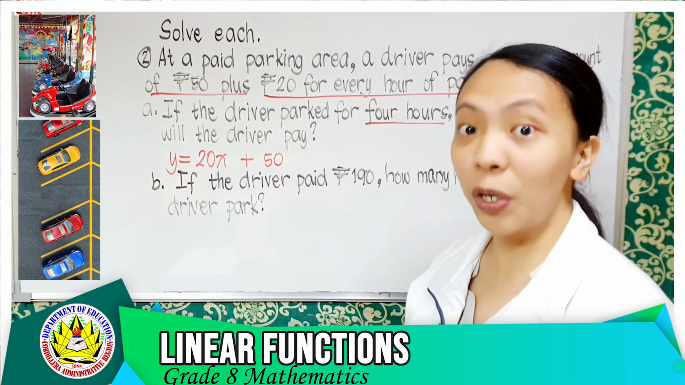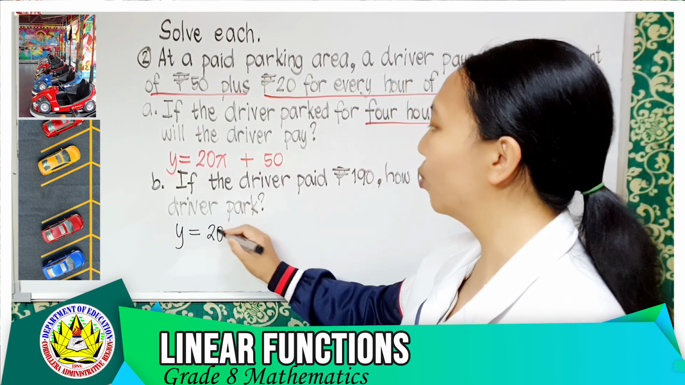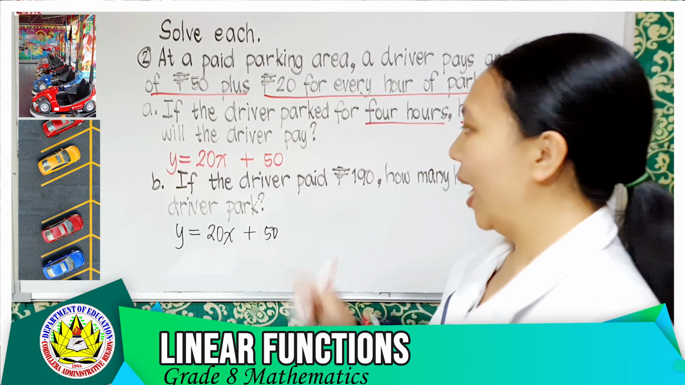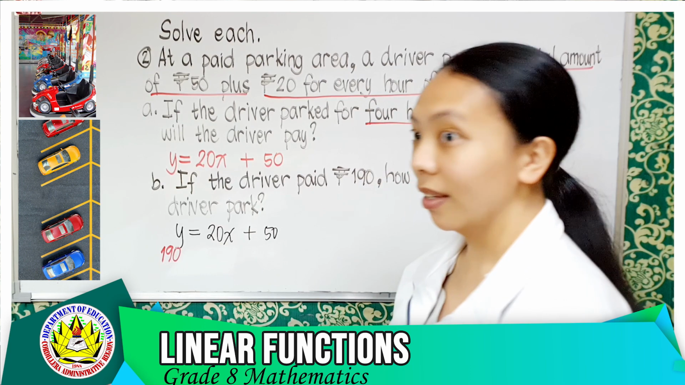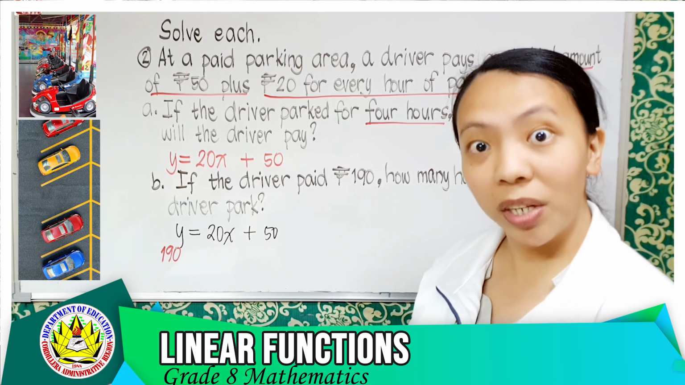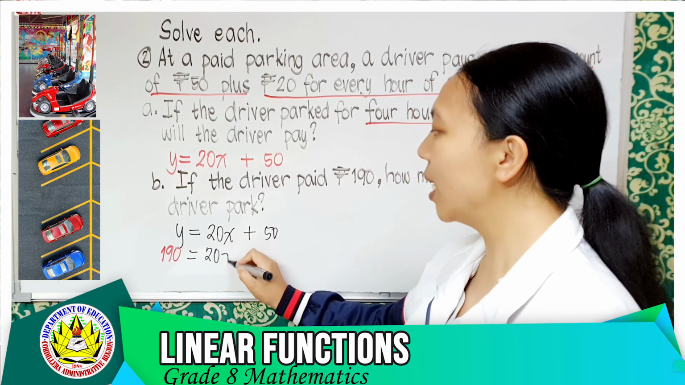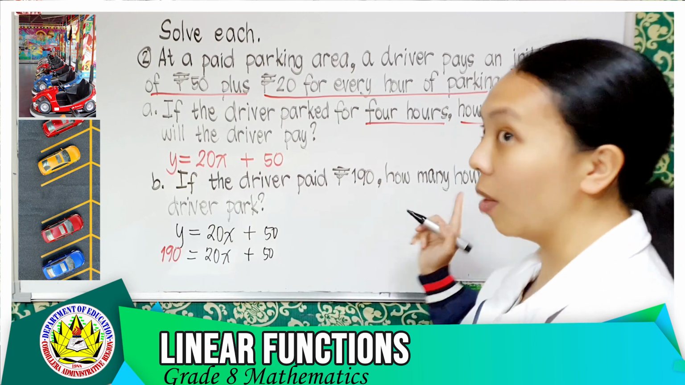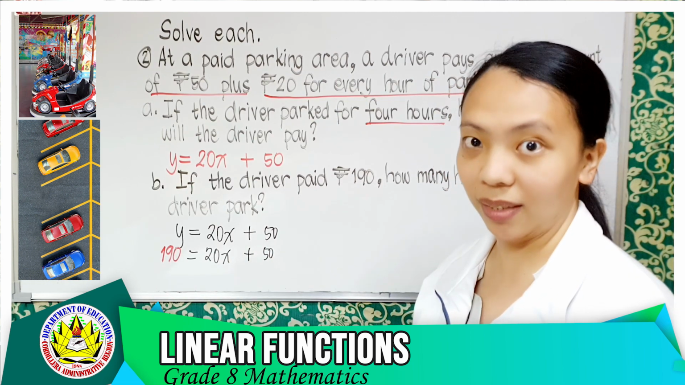Let's find out if your answer is correct. Y is equal to 20x plus 50. Y will be changed to 190. Remember, y stands for the amount, and the amount is 190. And this is equal to 20x plus 50. We are looking for the number of hours parked that is represented by the variable x.